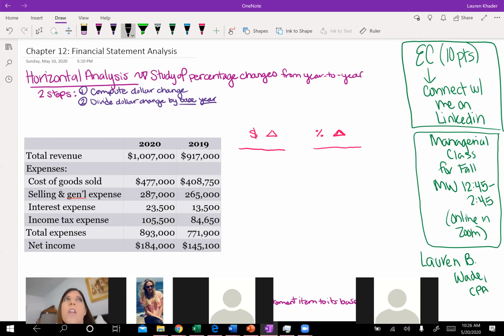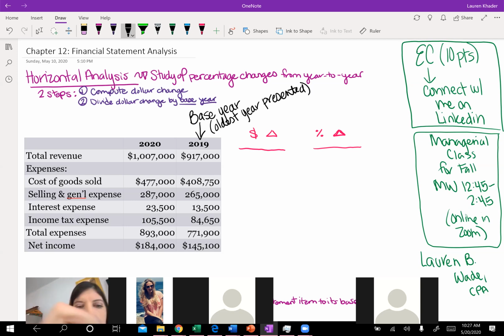So the first thing that you do with the horizontal analysis is you're going to calculate the dollar change year over year. We're comparing the base year, which is the oldest year presented, to the newer years, or in this case, only the newest year presented, which is always going to be written right next to the wording. So you always have the current year closest to the words.